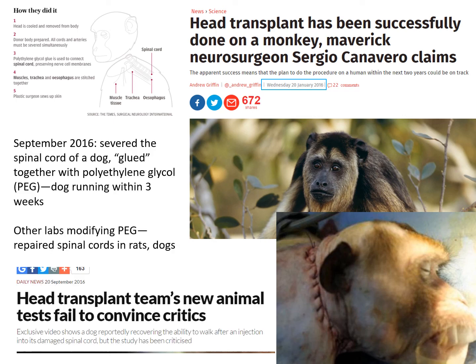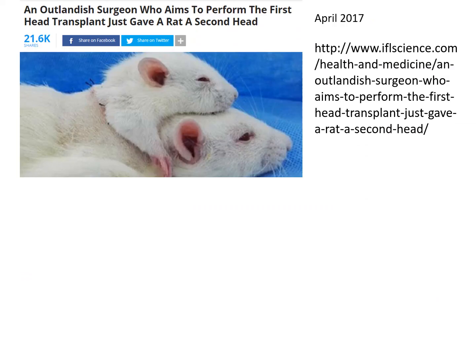In the same year, he supposedly glued back together a spinal cord that he severed of a dog. Supposedly, the dog was perfectly fine within just a couple weeks. Again, we don't really have a lot of information about it. This is the minimal amount that's actually been released. Next, he was able to surgically implant a second head onto a rat, and supposedly both heads were functional. So in theory, getting closer and closer to doing a human head transplant, perhaps.